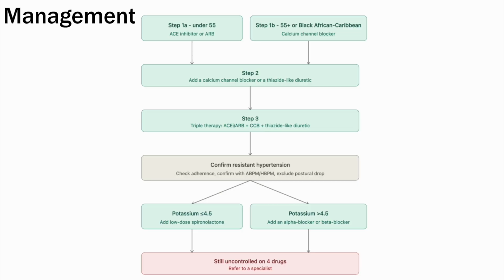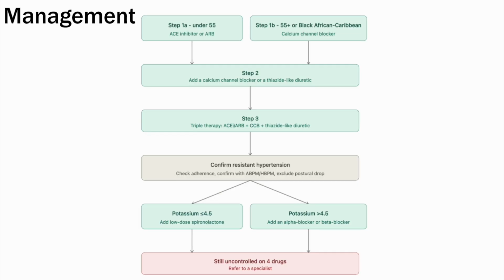If the target isn't reached on a single agent, step 2 adds a second drug from a different class. This gives you the combination that underpins the whole algorithm, often remembered as ACD: an ACE inhibitor or angiotensin receptor blocker, combined with either a calcium channel blocker or a thiazide diuretic such as indapamide. Step 3 therapy is triple therapy, combining all 3, A, C, and D together.